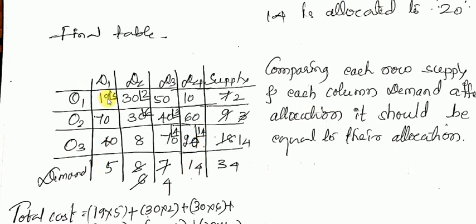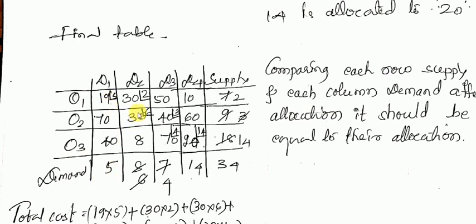So after allocation, the allocations row wise and column wise should satisfy the demand and supply. Once again, allocation is 5 here, allocation is 2. 5 plus 2 is equal to 7. For this row, 6 plus 3 is equal to 9. Only allocations. Next here, 4 plus 14 is equal to 18. So the allocation should be equal to supply for the row. For demand, 5 is equal to 5.